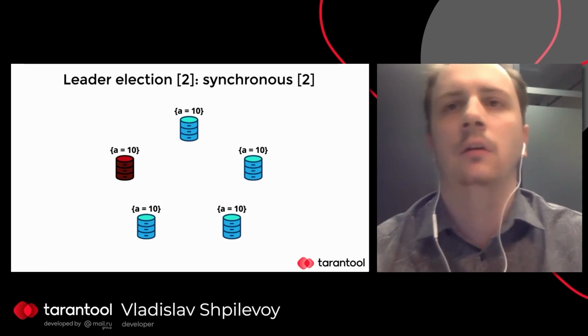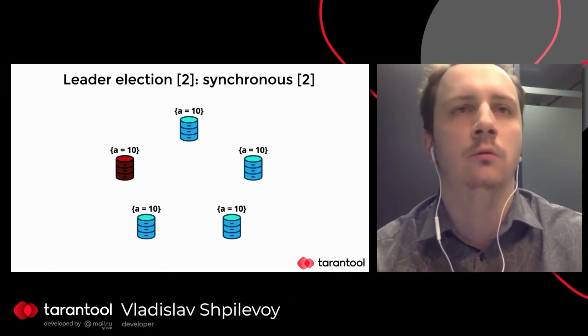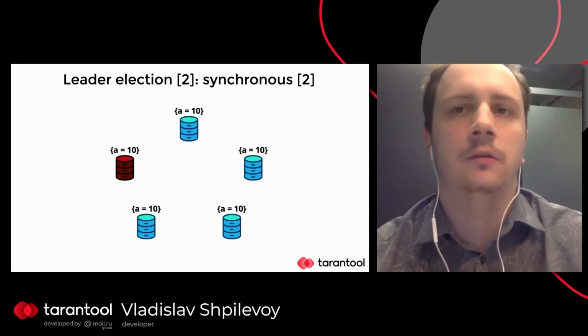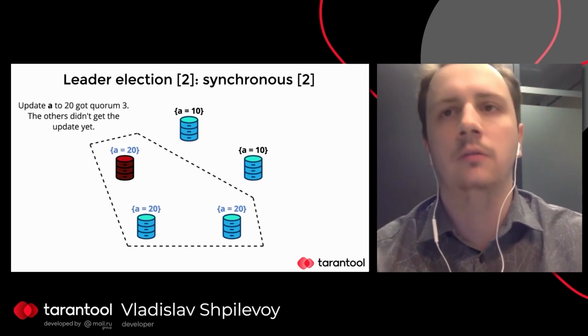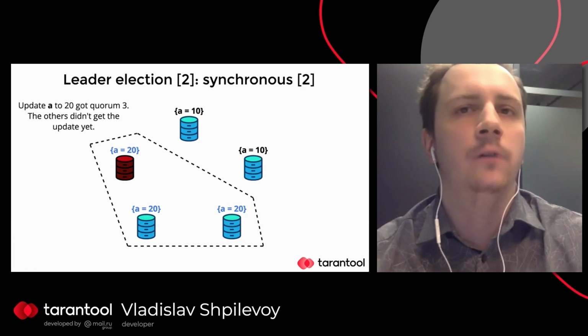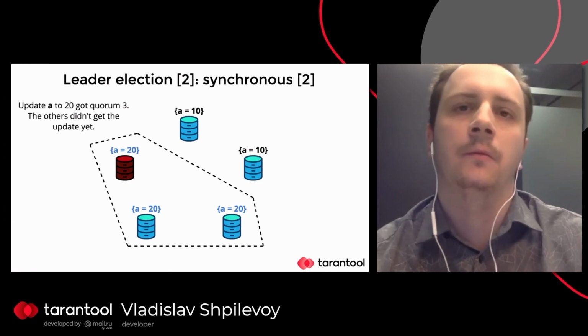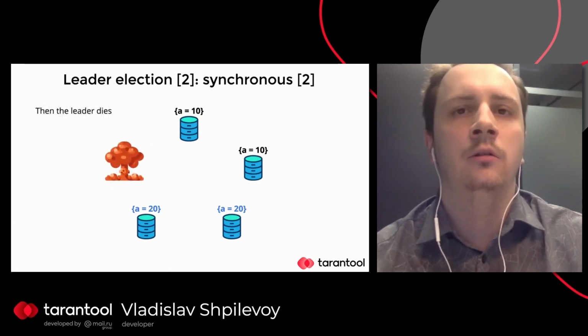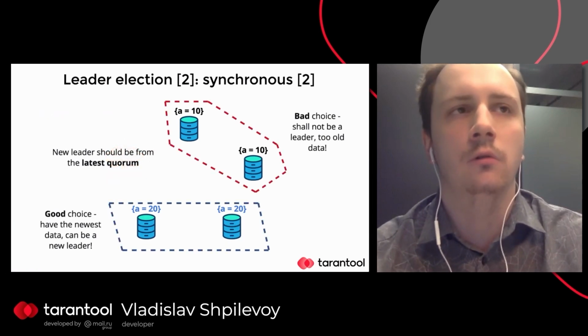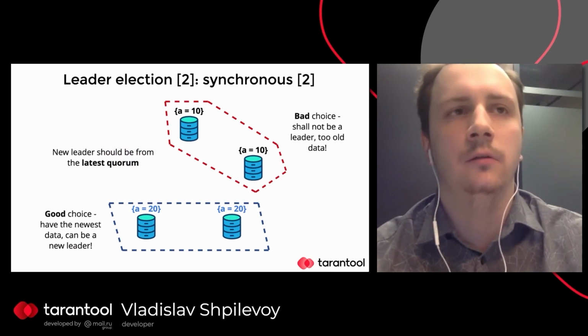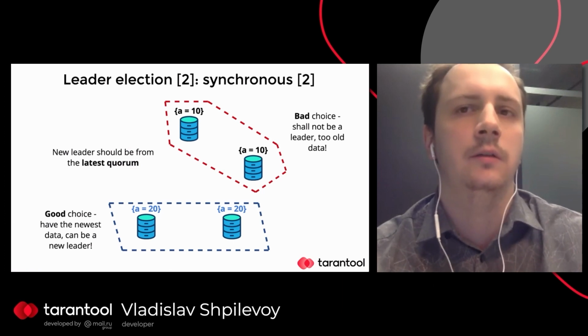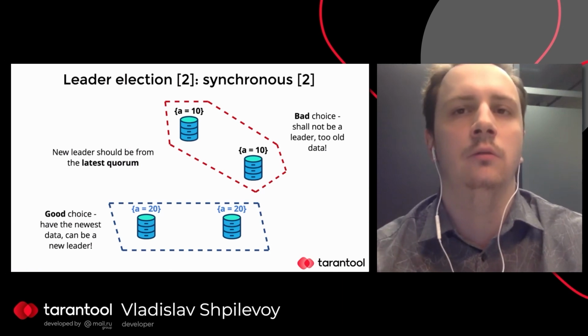Here are 5 nodes. All of them store a value A equal to 10. Now a synchronous transaction changes it to 20. It manages to collect quorum of 3 nodes and be committed. The other 2 nodes didn't get the data yet. Now the leader dies. When electing a new leader, you shall use the nodes who participated in the latest quorum, so they have the latest data from the leader. If you elect any node with the old data, it will forcefully synchronize the other nodes and will delete all the newer committed data from them, so it can lead to data loss.